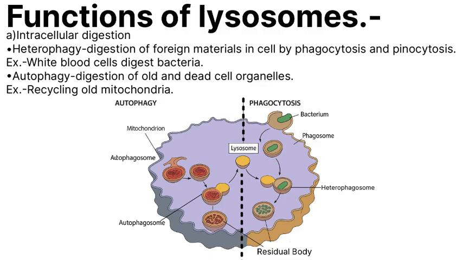So the heterophagic lysosome forms when a lysosome fuses with a vesicle containing material. That material could be anything. It could be any foreign particle, any food material, or any bacteria also. That material is brought into the cell by the process of endocytosis, phagocytosis and pinocytosis respectively.